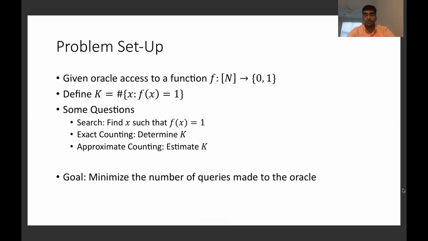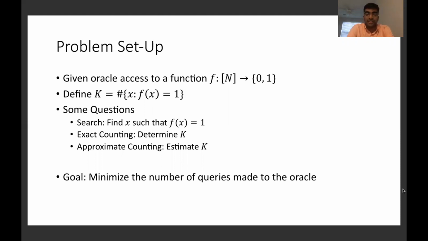First, let's talk about the problem setup. So we are given a function f. This function maps the integers from 1 to n to either 0 or 1. And the way we are given this function is through a quantum oracle that we can query with inputs or some superpositions of inputs to learn about the outputs.